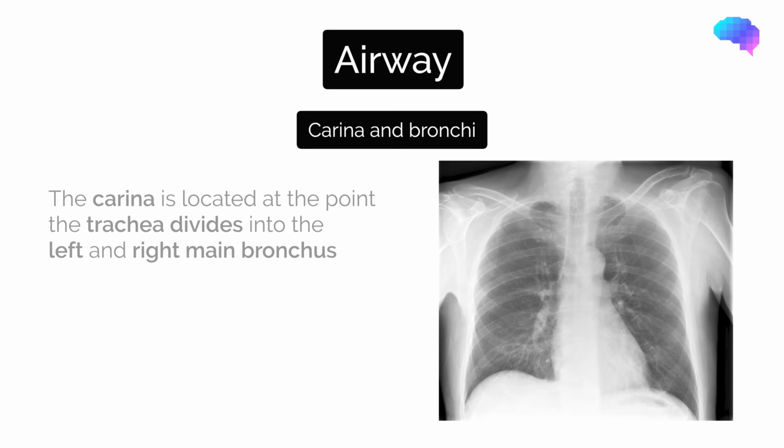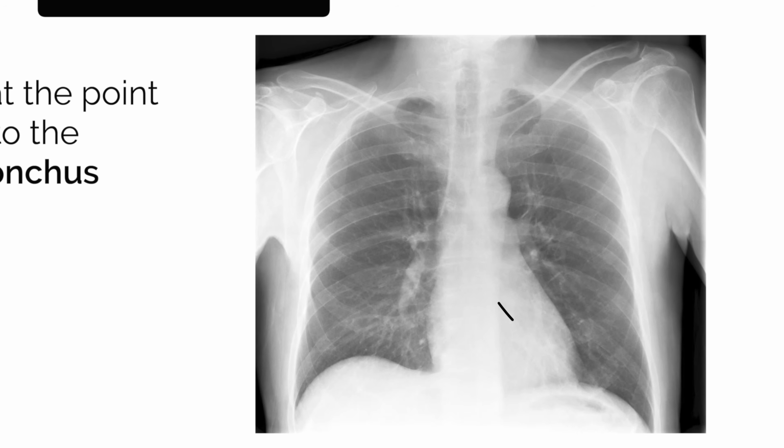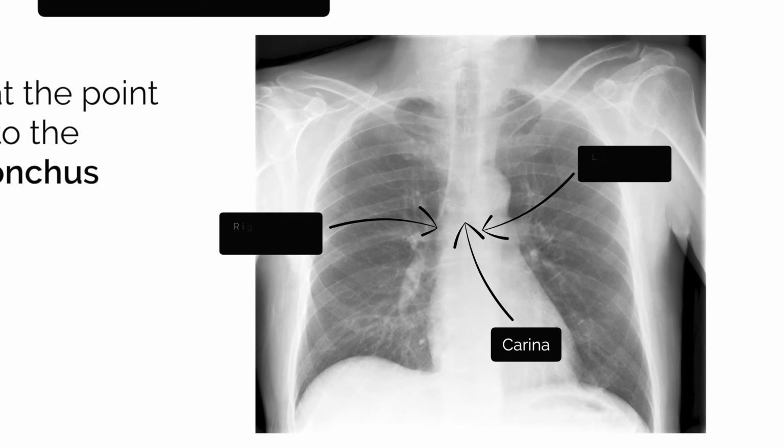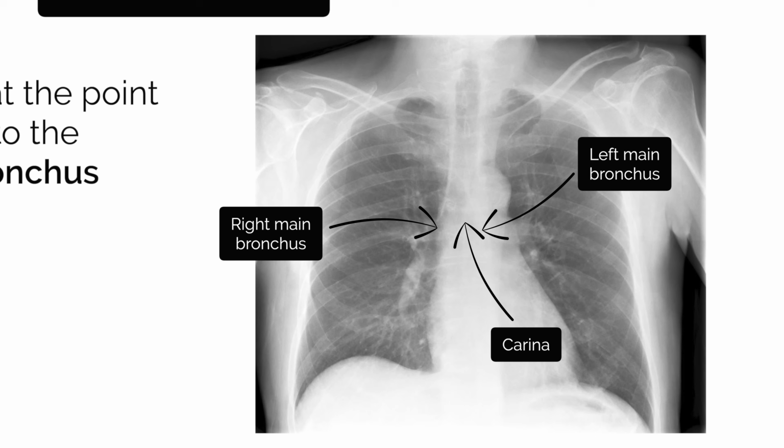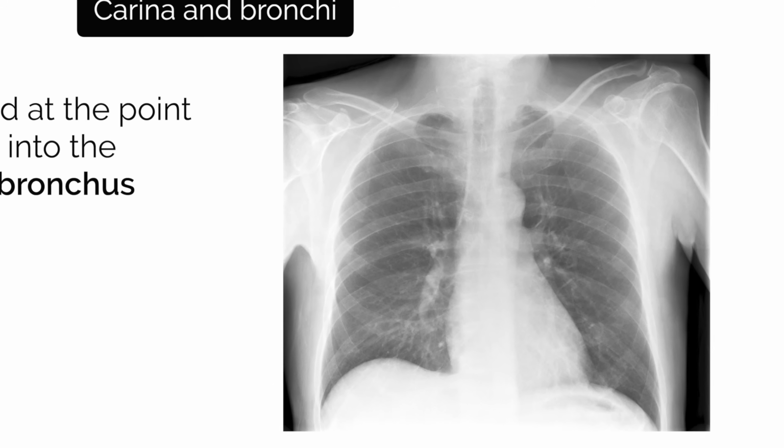The carina refers to the division of the trachea into the right and left main bronchus. The right and left bronchi supply air to the lungs, entering at the right and left hilum. The right main bronchus is wider and more vertical than the left. Because of this, it's often the site of an inhaled foreign body, and should always be considered in paediatric patients presenting with signs of acute respiratory distress.